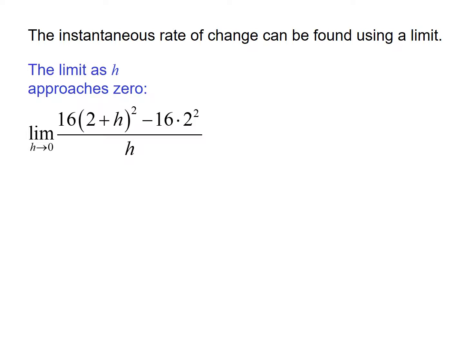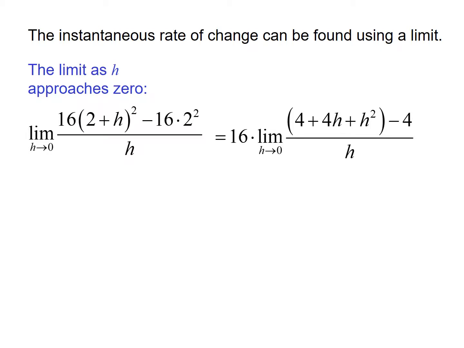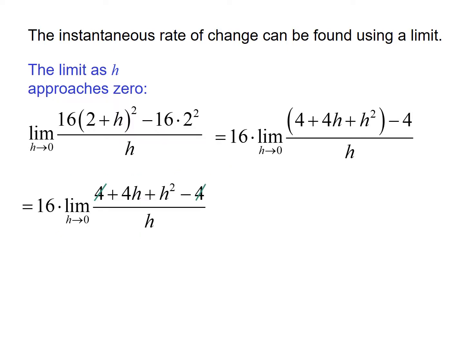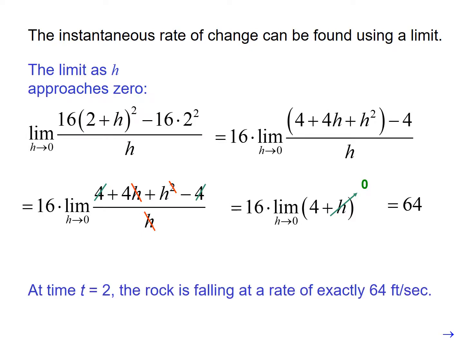So we can evaluate this algebraically: factor out a 16, 2 plus h squared, simplify, cancel out the 4s. Now we can cancel out an h from top and bottom. So we have 16 still, and now we can just evaluate by substitution, plug in h equals 0, and we get 64, which confirms what we thought it was by investigating with the calculator. So we found the instantaneous rate of change at time equals 2 seconds.